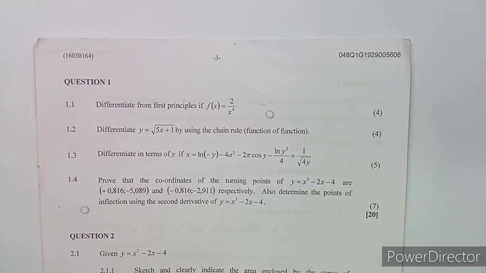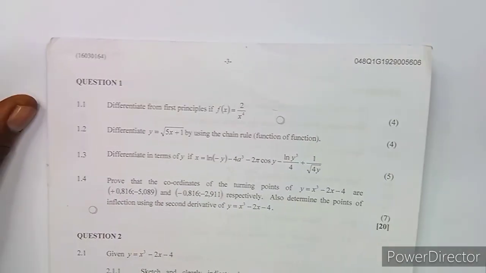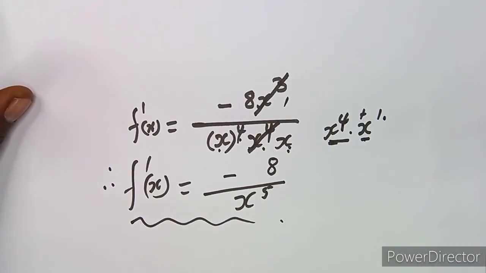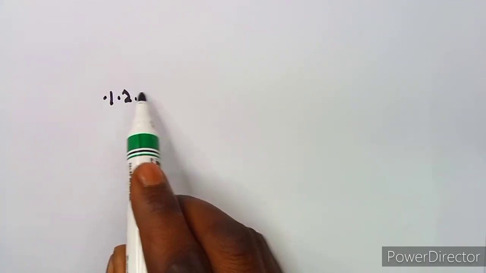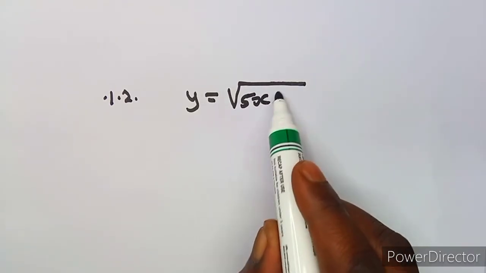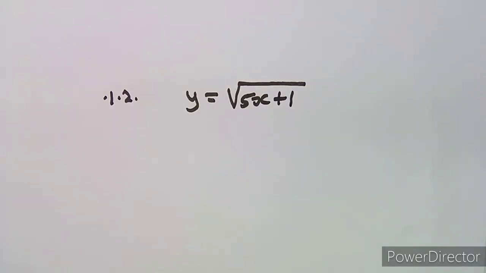Okay, the other question is to differentiate y is equal to the square root of 5x plus 1 by using the chain rule or function of a function. I actually referred to something of this sort on function of a function, if you still remember from one of the classes, if you were following. It is something that you're supposed to be used to when you are working on derivatives, or that is differential calculus.